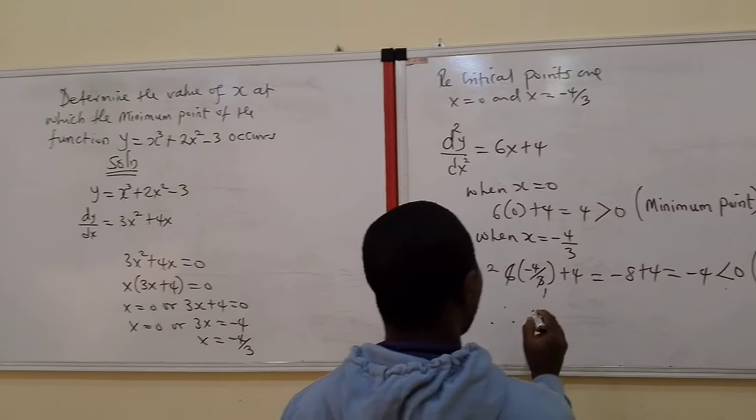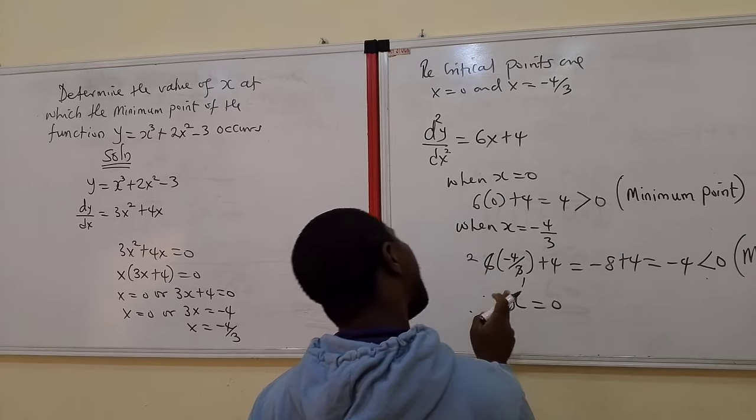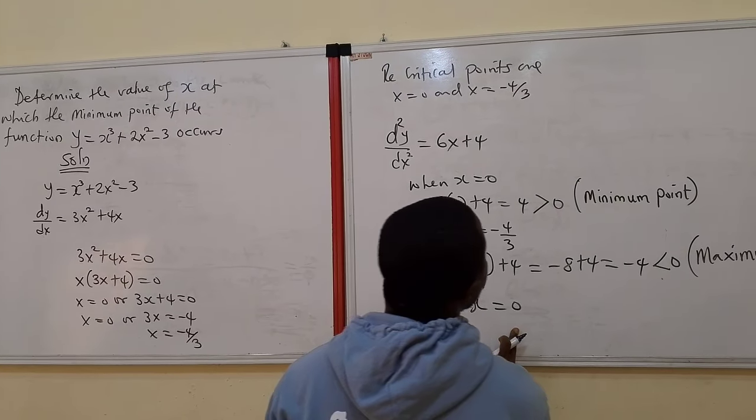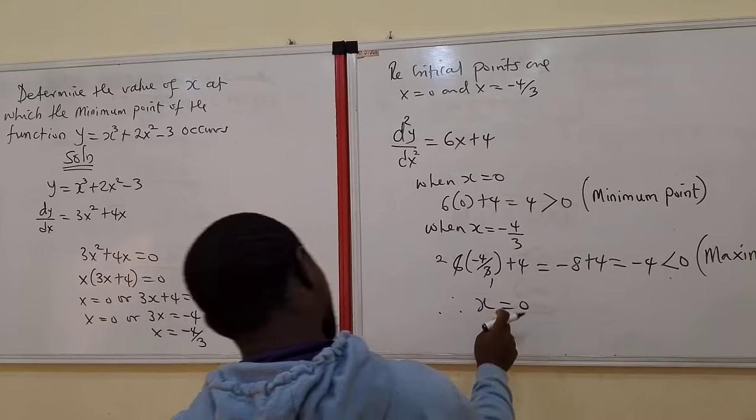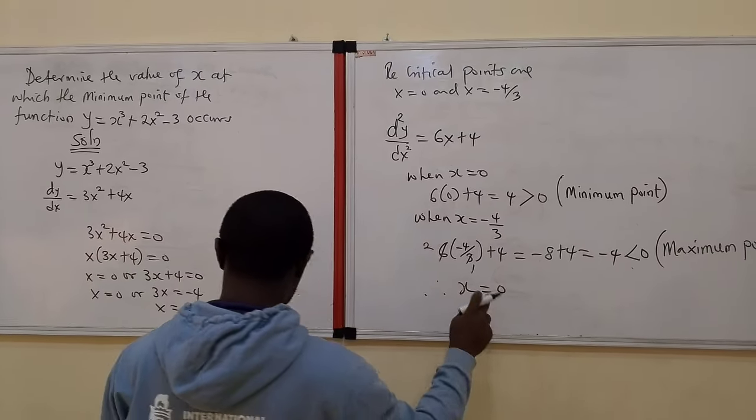Our final answer is, therefore, they said determine the value of x. The value of x now is 0. It is when x is 0 that you have a minimum point. So your answer is, the value of x is 0. Take note. Thank you.